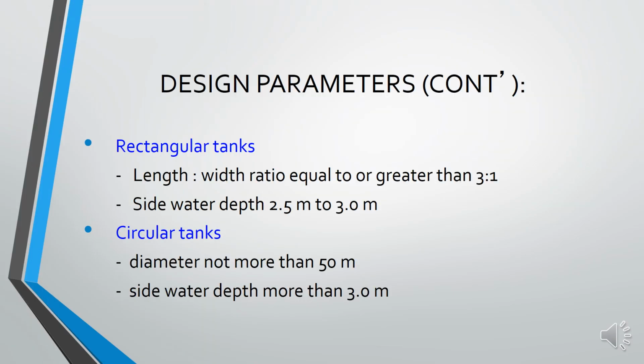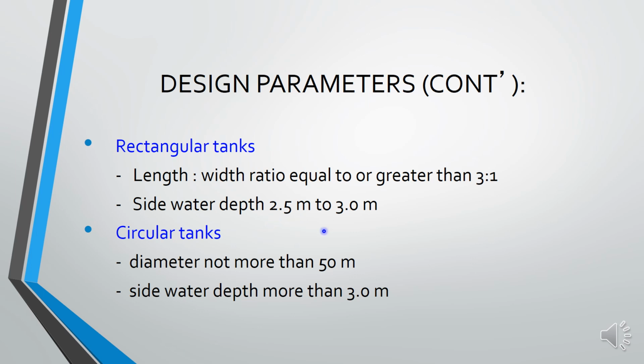Okay, let's continue with design parameters. For rectangular tanks, the length to width ratio is one of the important things we have to consider. It has to be equal to or greater than 3:1, while the side water depth, which means the water depth from the side of the tank, not from the center of the tank, has to be 2.5 meters to 3 meters.